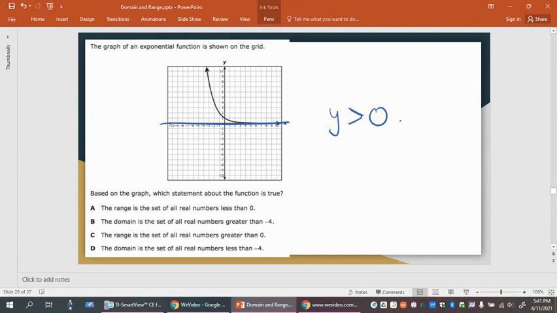Okay, so that's my range boundary automatically on an exponential function. And then we know our domain, because of these zeros, is going to be all real numbers. Oops, all real numbers. That's not how you spell that, but you get the gist. All real numbers. So which one is true? My range is less than 0? Nope, it's going positive. My domain, that's going to be all real numbers. So C would be my answer.